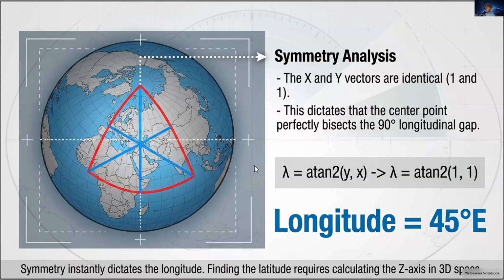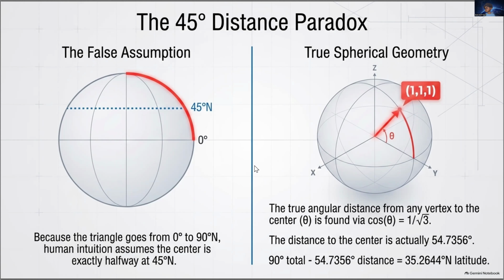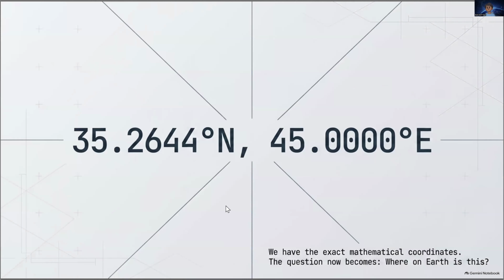The distance to the center is 54. I got it. So the center of the spherical right triangle is 35.2644 and 45 east. We have the exact mathematical coordinate.